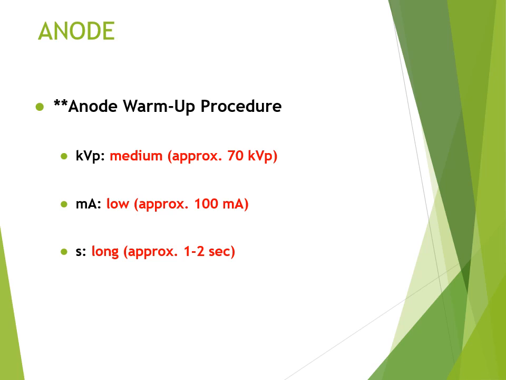The anode warm-up procedure is a medium kVp, approximately 70 kVp, and a low mA, about 100 mA, and a long time, approximately 1 to 2 seconds. That's something that manufacturers sometimes just have a button for you to push, versus having to set the time or the kVp or the mA. But that's what the warm-up procedure ends up being, approximately those values. And you can repeat those exposures once every minute for 3 minutes.